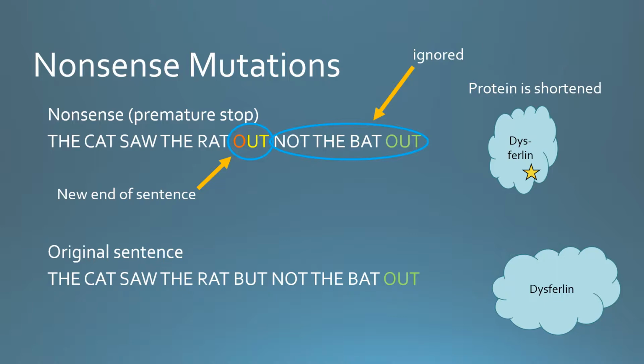So an example of the nonsense mutation: if you change the B in the word but, which is about halfway through the sentence, the cat saw the rat but, to an O, then it reads the cat saw the rat out. Out means the end of the sentence. So the cell in making the protein is going to ignore the rest of the sentence. It knows that the cat saw the rat, but doesn't know anything about the bat. So the protein is shortened.